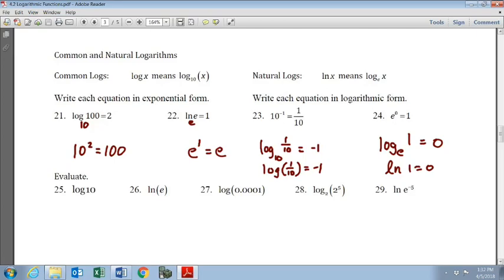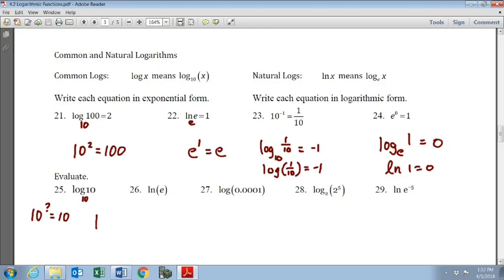All right, now we've got some logs to evaluate. So on number 25, again, it's kind of helpful if you put in a 10 there. That's your base. Again, if it's not written, it's understood to be a 10. This is a common log. So as we evaluate this, remember a logarithm is an exponent. The log of 10 is the exponent you put on a base of 10 to get 10. Well, 10 to the first power would be 10. So again, 10 to some power is 10, that's going to be 1.